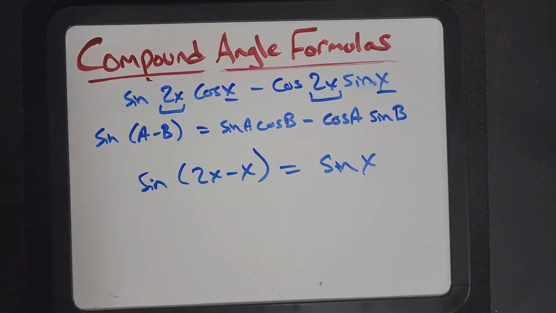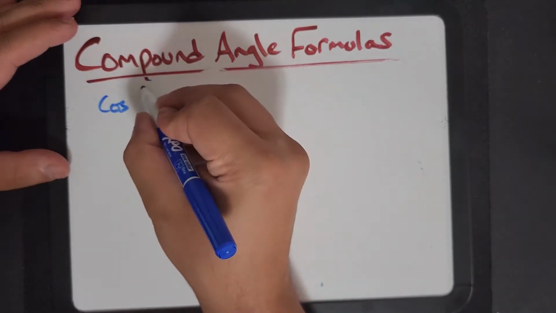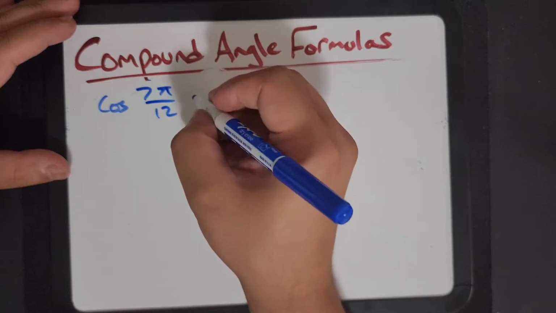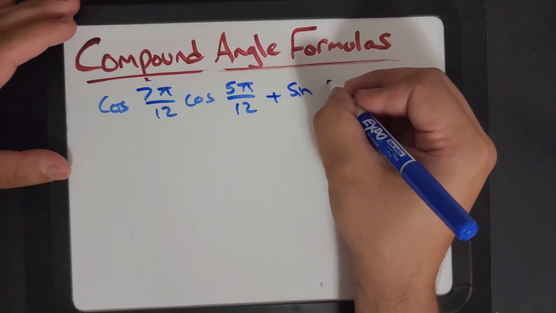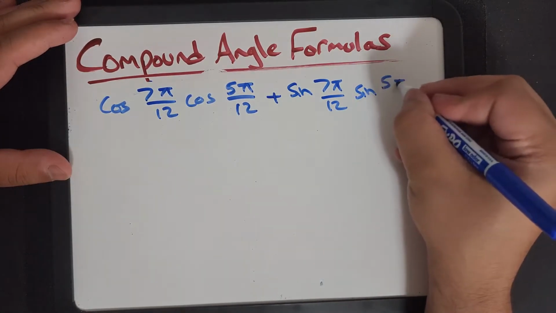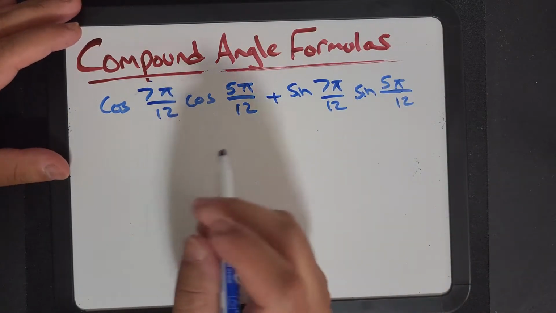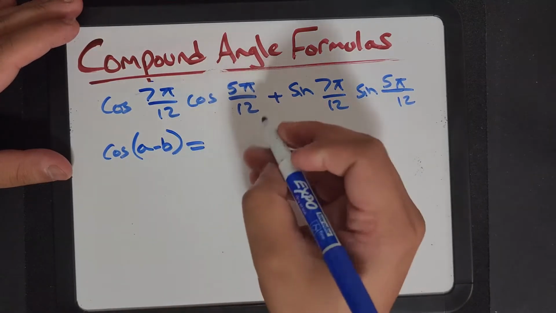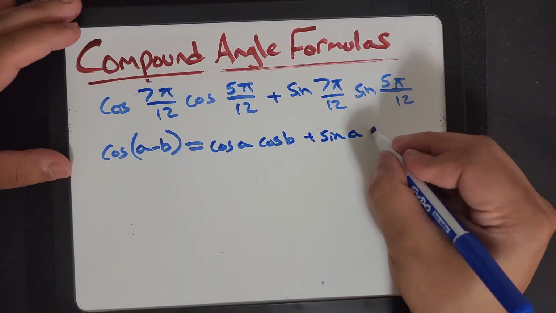Let's do one more where we identify that. Let's do cos 7 pi over 12 cos 5 pi over 12 plus sine 7 pi over 12 times sine 5 pi over 12. So, does this look familiar? The answer should be yes. This is our cos a minus b formula, which is cos a cos b plus sine a sine b.